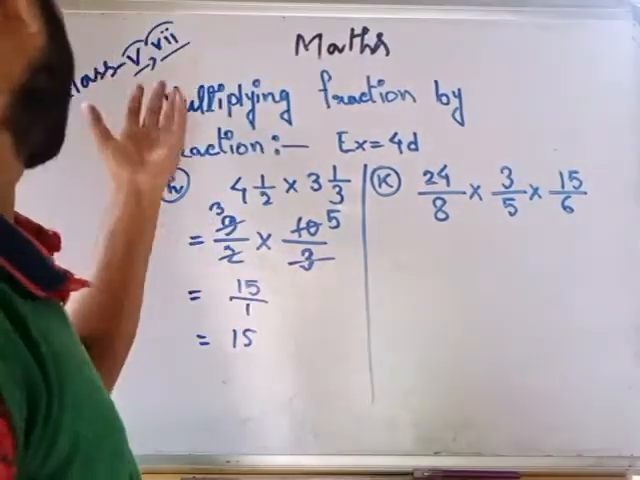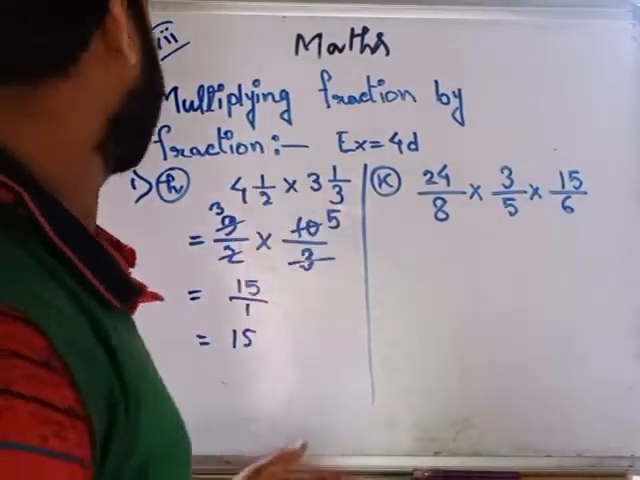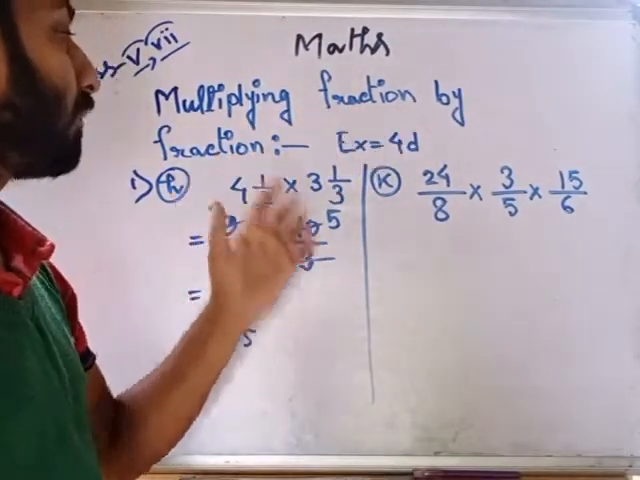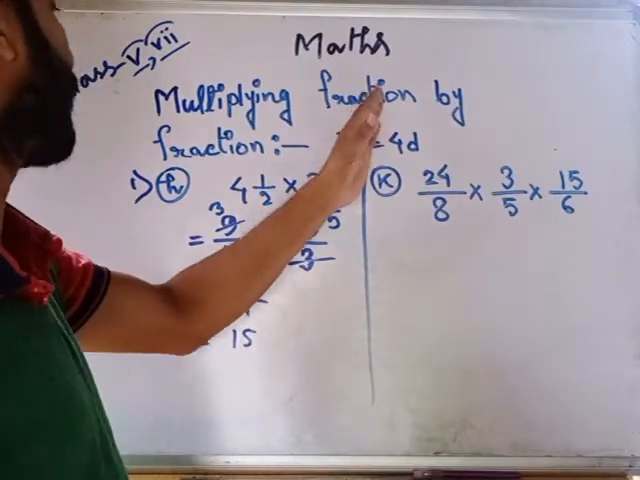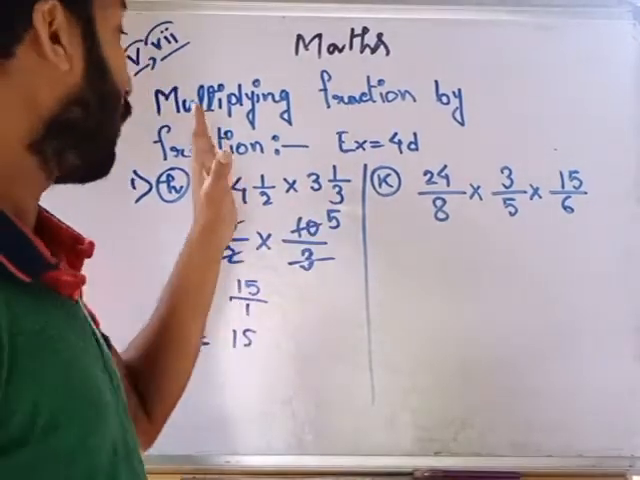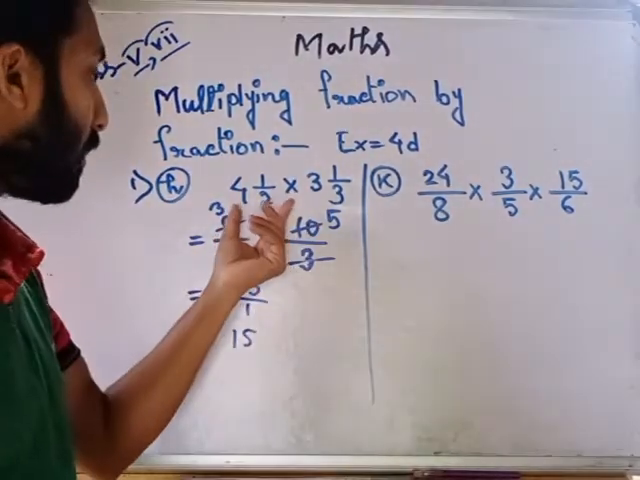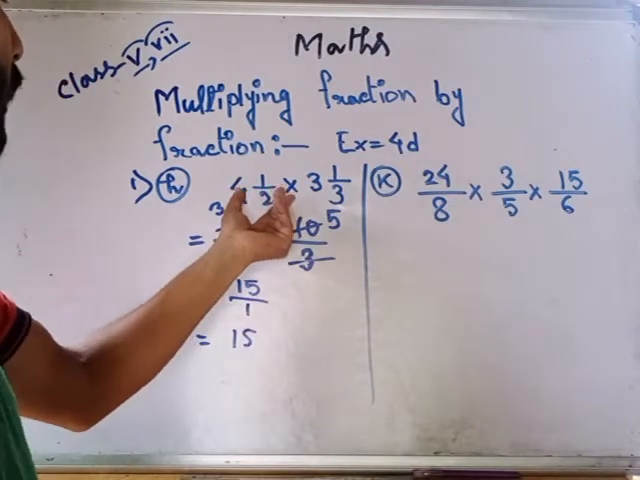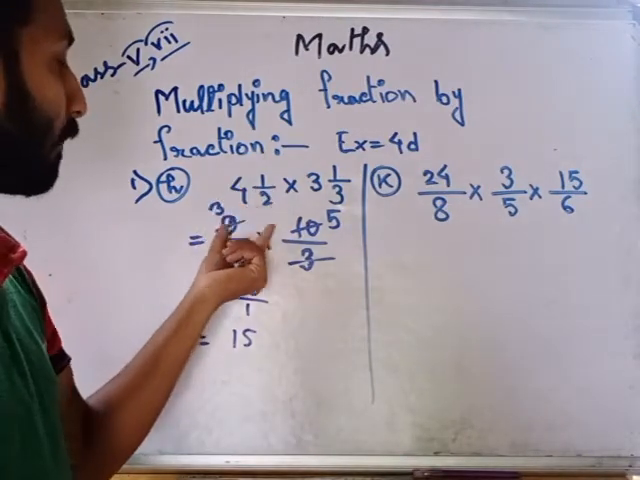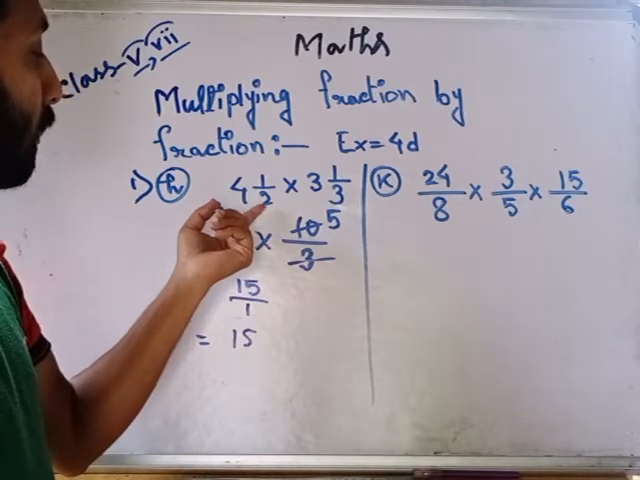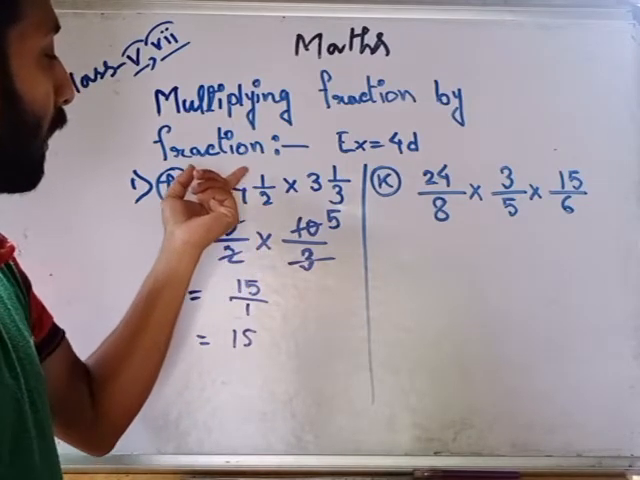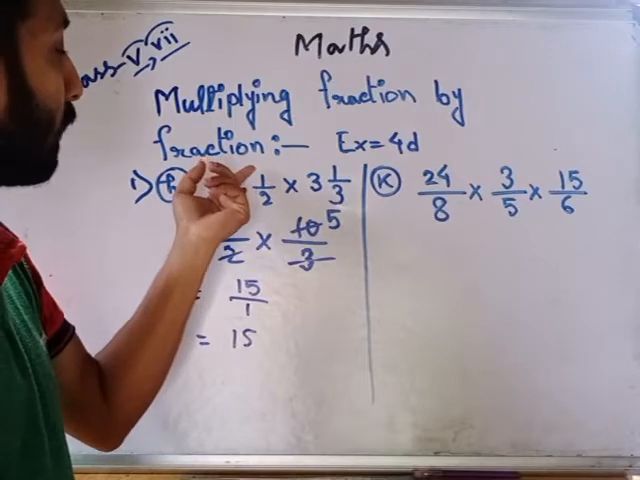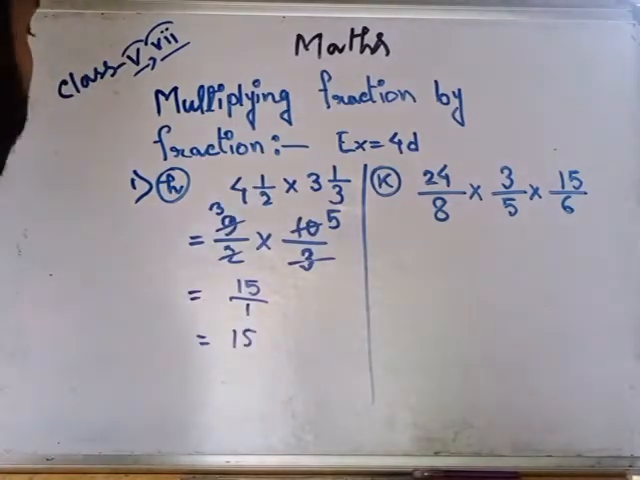Today I will start class 5 and 7 maths: multiplying fraction by fraction and also multiplying fraction by the numbers or whole numbers. If it is an improper mixed fraction, then we should convert it at first into an improper fraction. That means we should multiply with 4 and 2 and add it, after that you should add the 1.